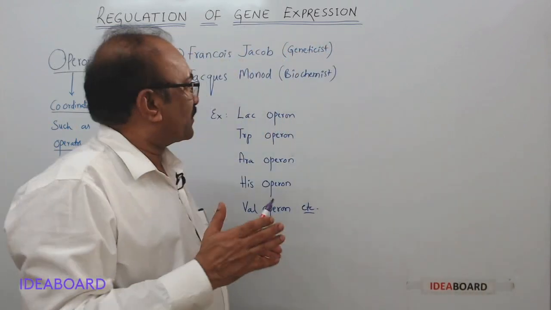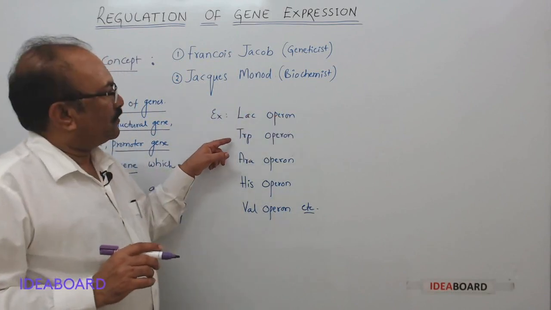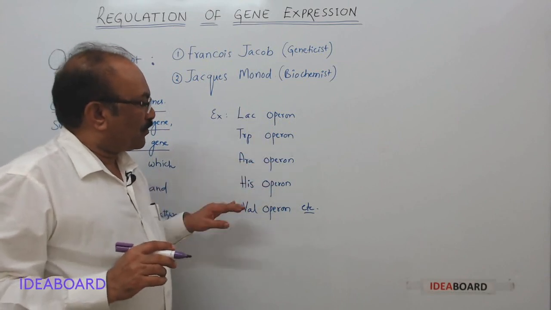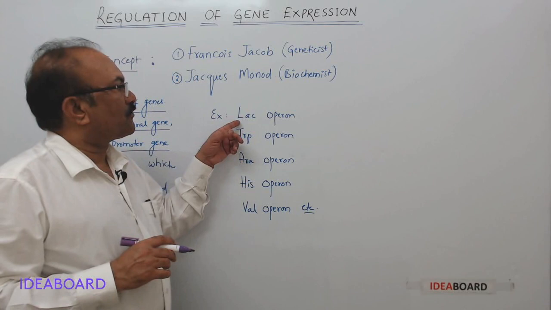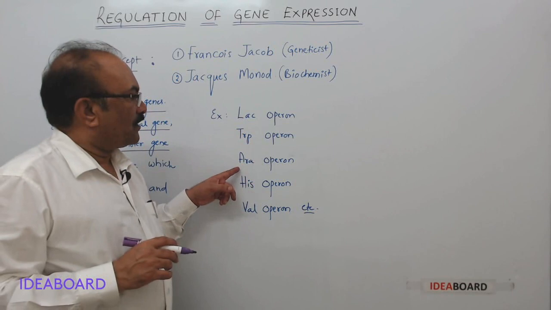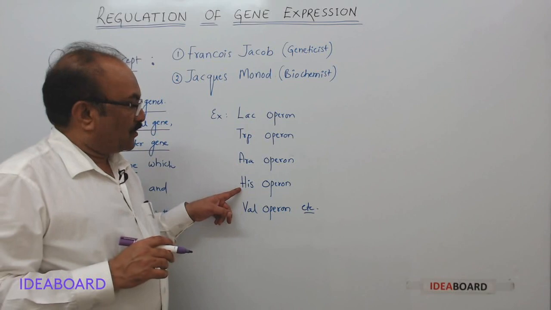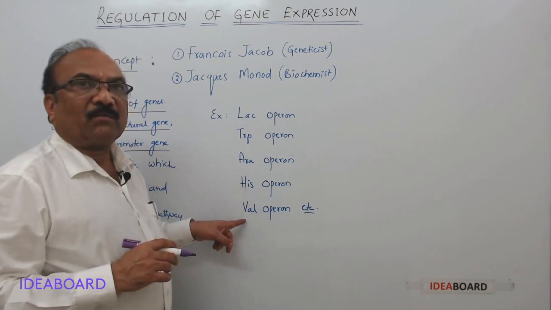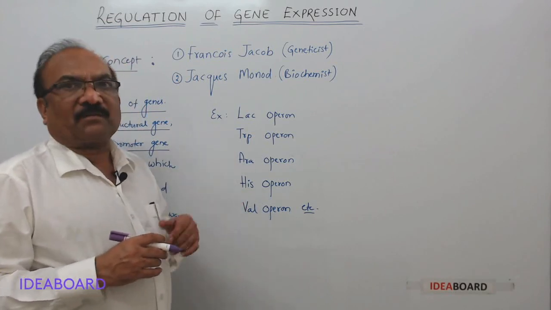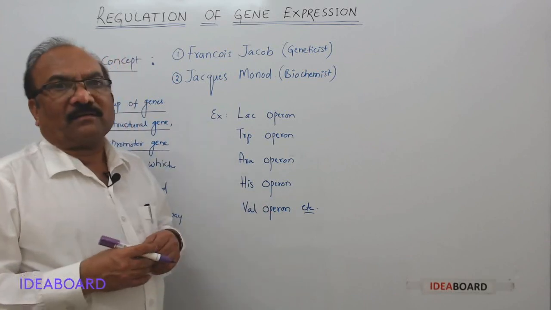Okay, and for example, lac operon, trp operon, ara operon, his operon, val operon. Of course, this is for the metabolism of lactose. This is for the metabolism of tryptophan. This is for the metabolism of arabinose. And this is for the metabolism of histidine. And this is for the metabolism of valine. Like that, these are a few examples, and you will find many such examples for the operon.